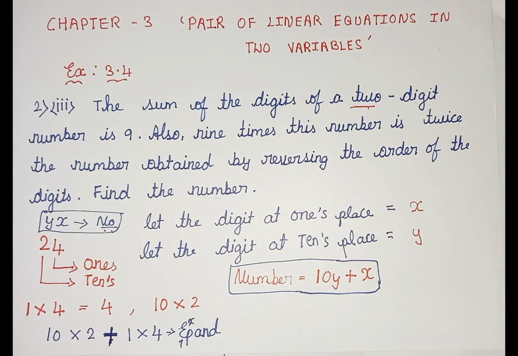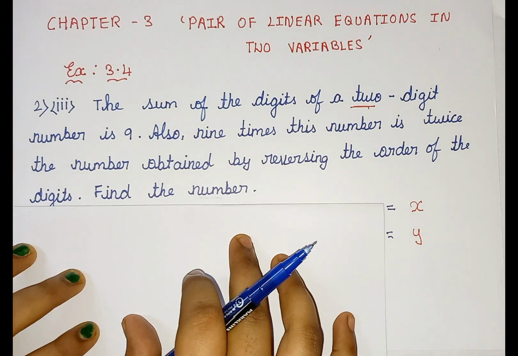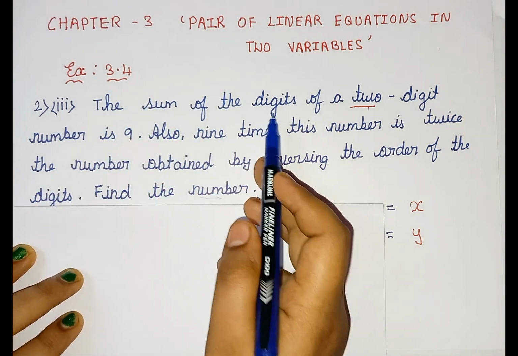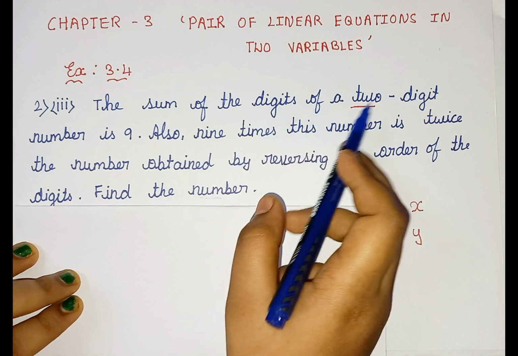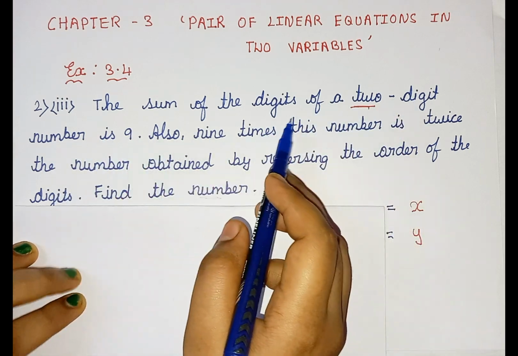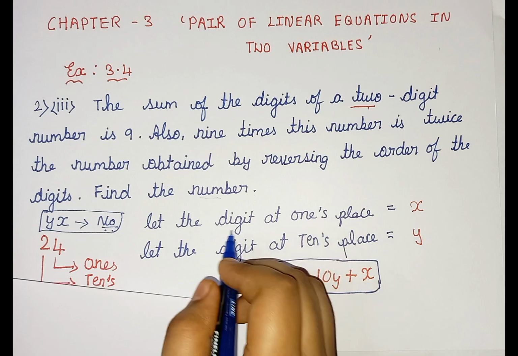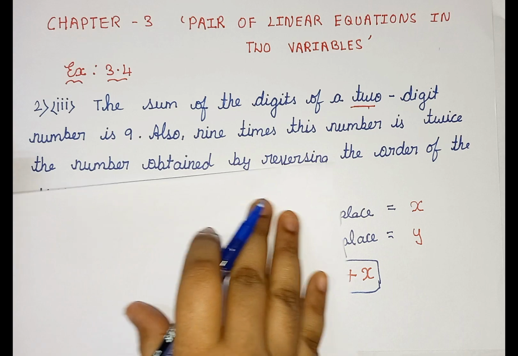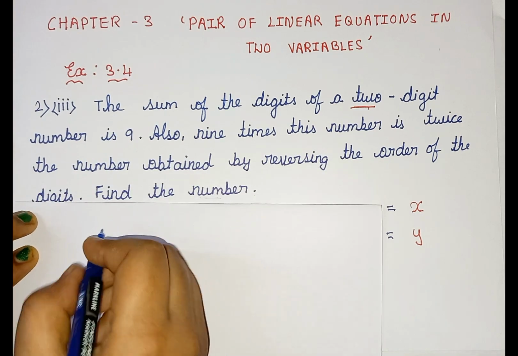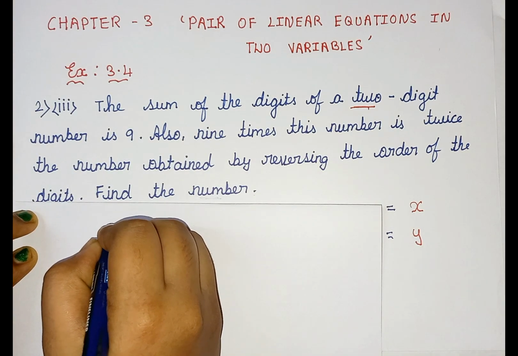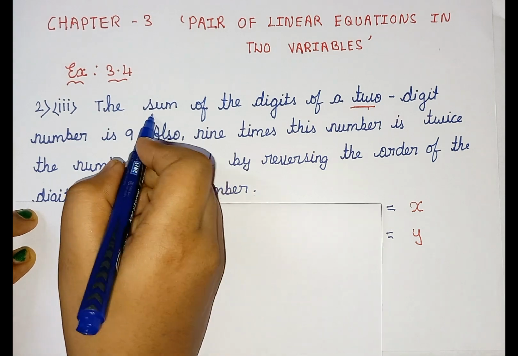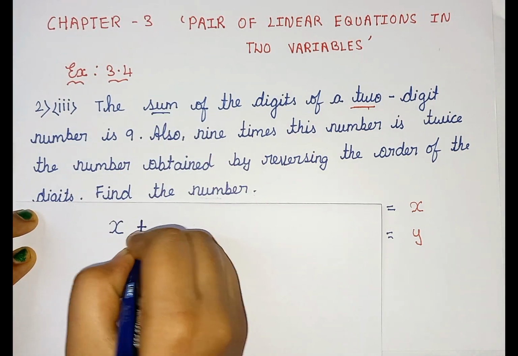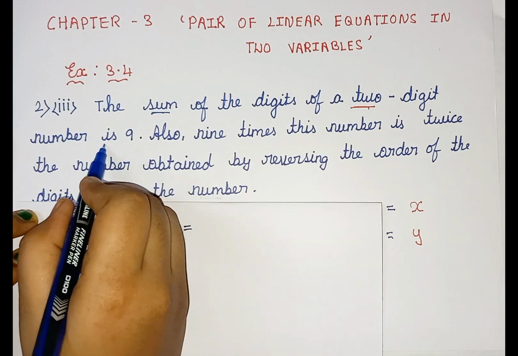Now we are supposed to form the equations. To form the equation, let us read the question. I am going to write it here. The sum of the digits of a 2-digit number is 9. So what are the digits? Here we took 1's place. The digit at 1's place is x and the digit at 10's place is y. Those all are digits, isn't it? So I can say x plus, sum means add, x plus y is equal to 9.